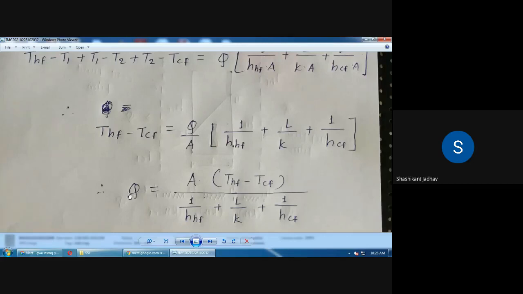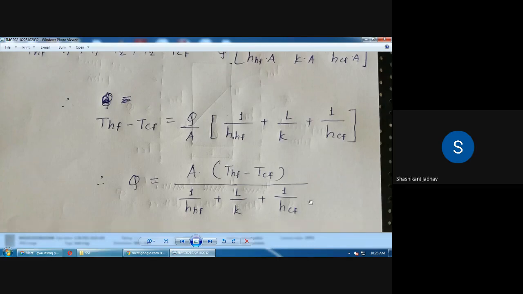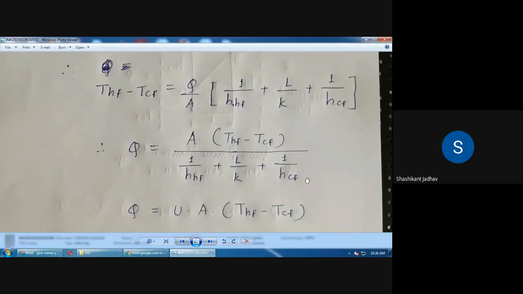Heat transmitted per unit area, so the area comes on the left hand side, per unit time. We consider the heat transfer per unit time and per unit temperature difference, that means Q divided by A into THF minus TCF. That term is equal to what is the remaining term on the right hand side? That is 1 divided by 1 upon HHF plus L by K plus 1 by HCF. So this whole term is nothing but the overall heat transfer coefficient. So write down the equation: Q is equal to U into A into THF minus TCF.